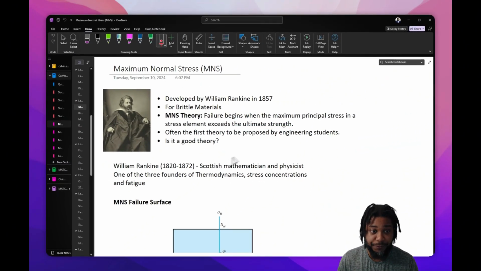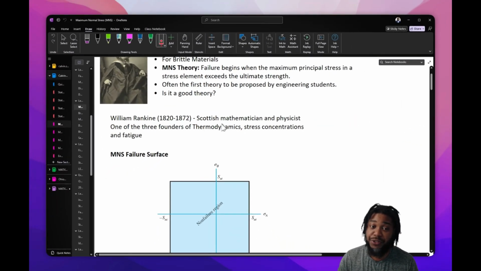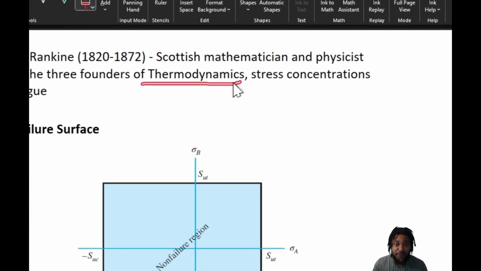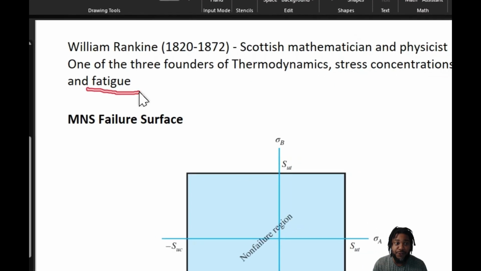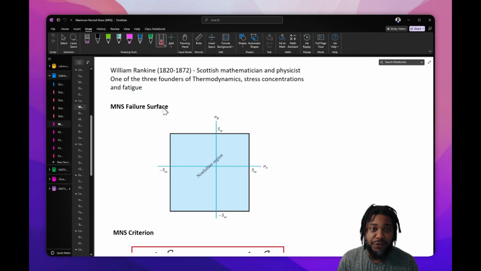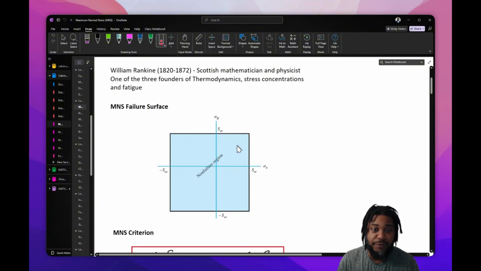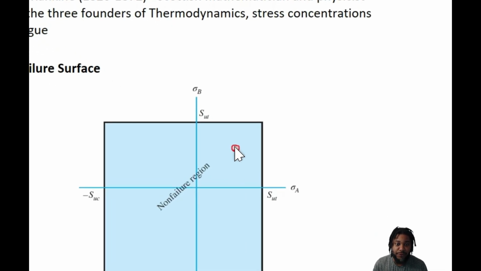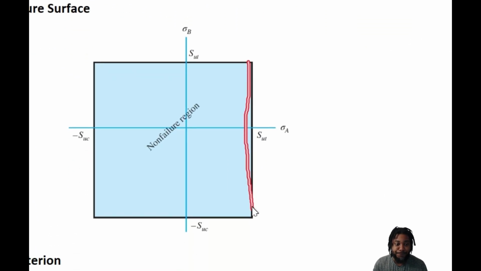strength of a material. Now, William Rankine was around and active in the 1800s, a Scottish mathematician and physicist, one of the founders of thermodynamics, and the introducer of stress concentration factors and fatigue methods. This theory is one of the simplest theories to apply. We're simply going to evaluate whether our principal stresses exceed the ultimate tensile or compressive value, then failure has occurred in our structure.